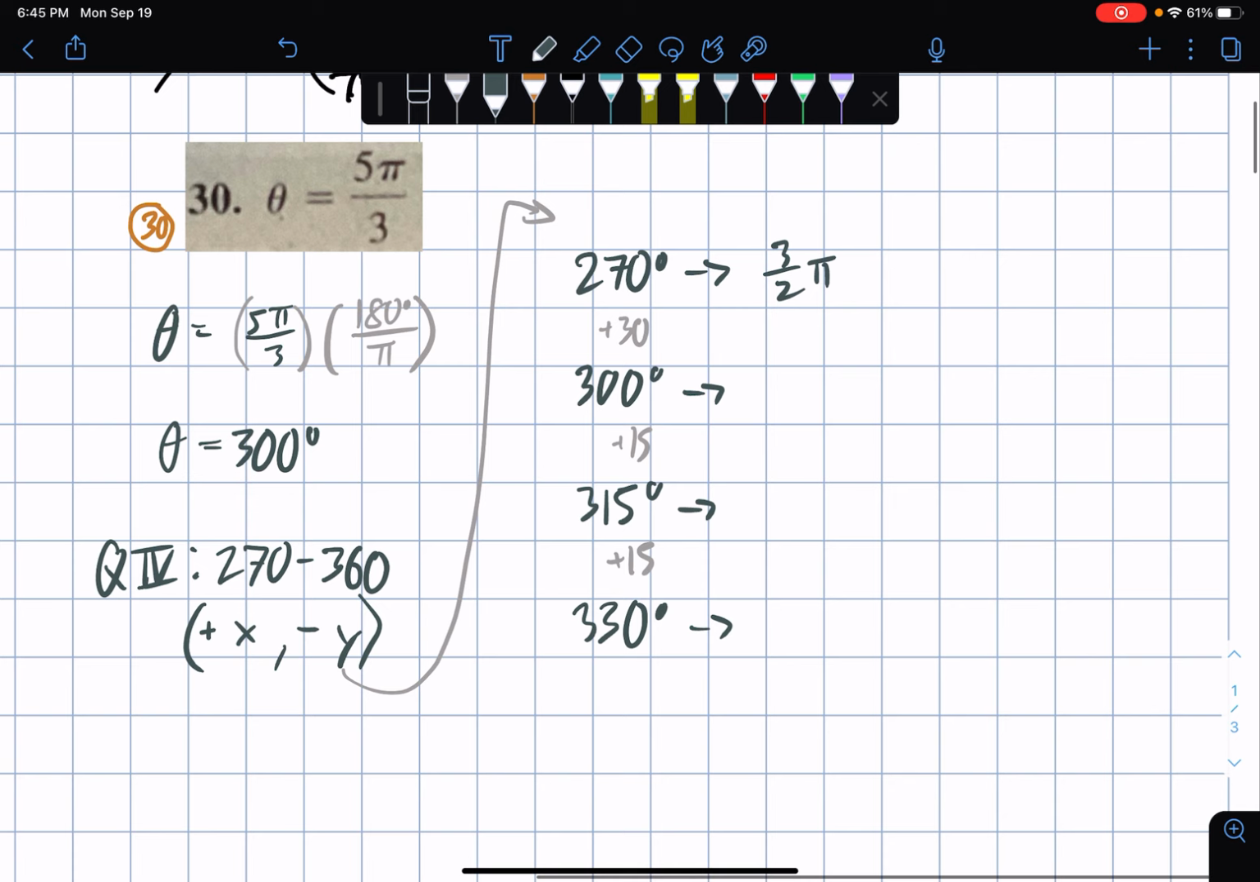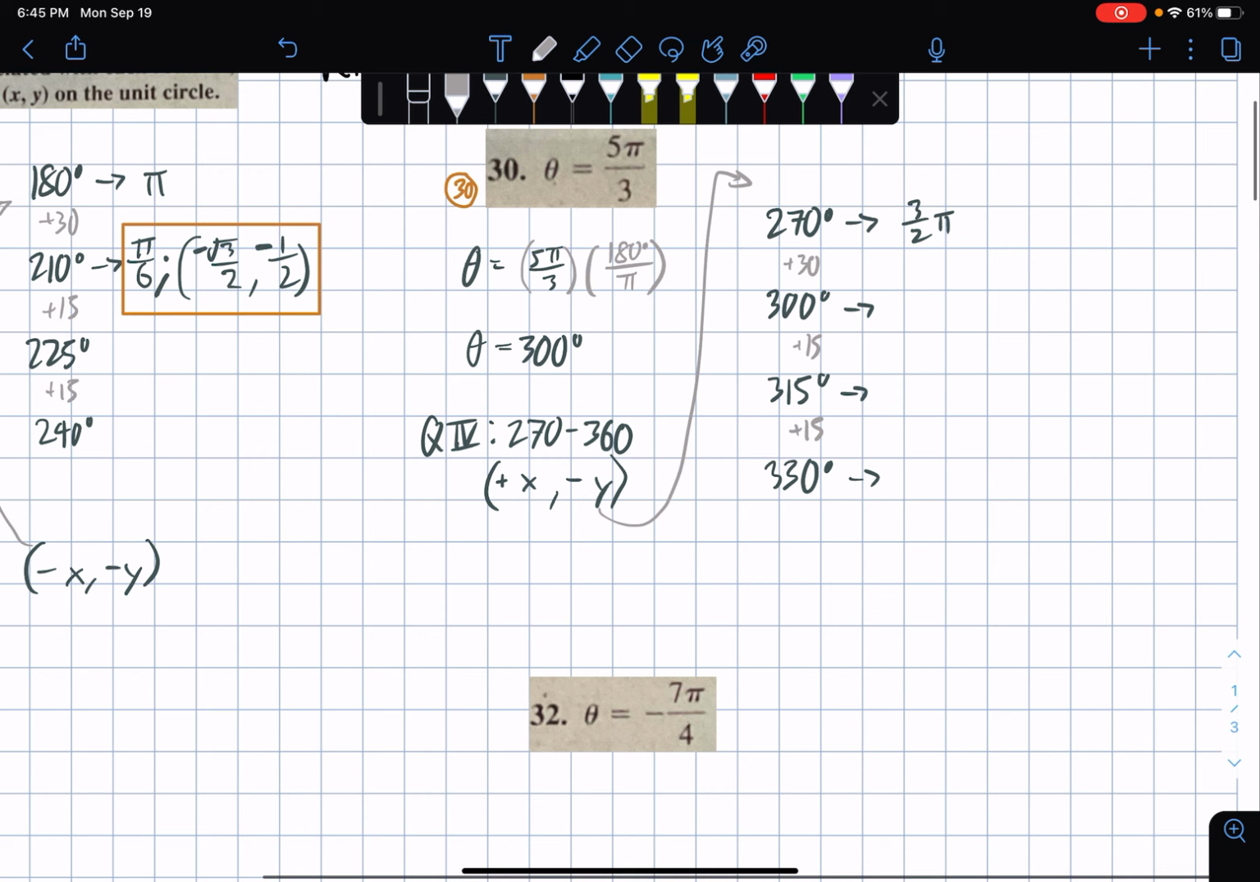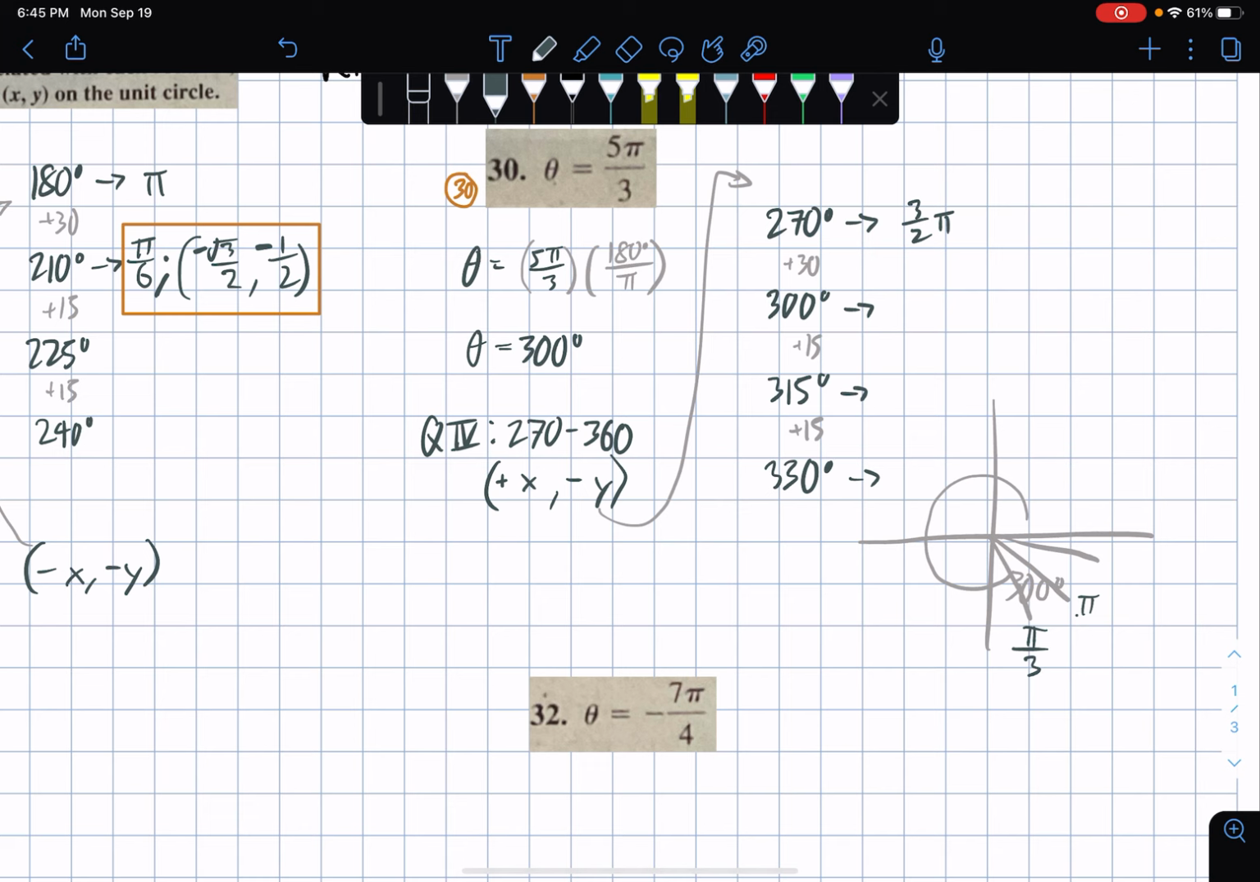So for 300 degrees, it's a lot harder to solve without illustration. So 300 is about here, and we have something like this in the graph, right? In the Cartesian plane. And this is pi over 3, this one is pi over 4. This one's pi over 6.